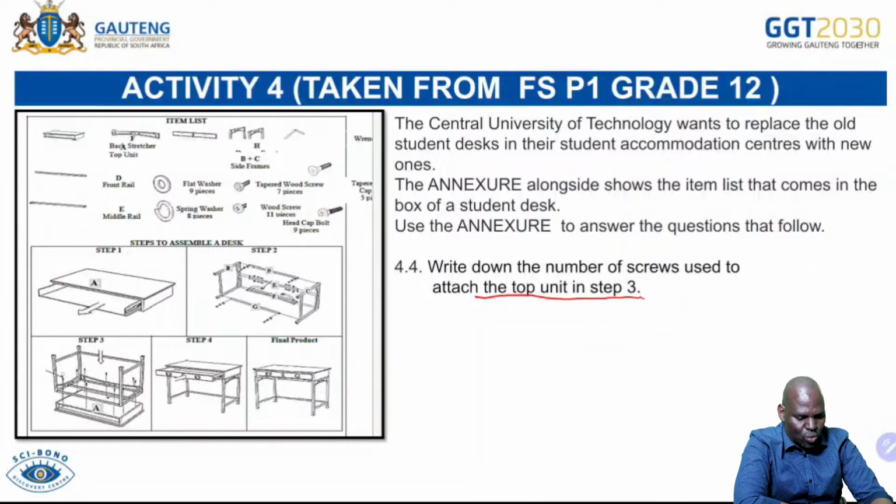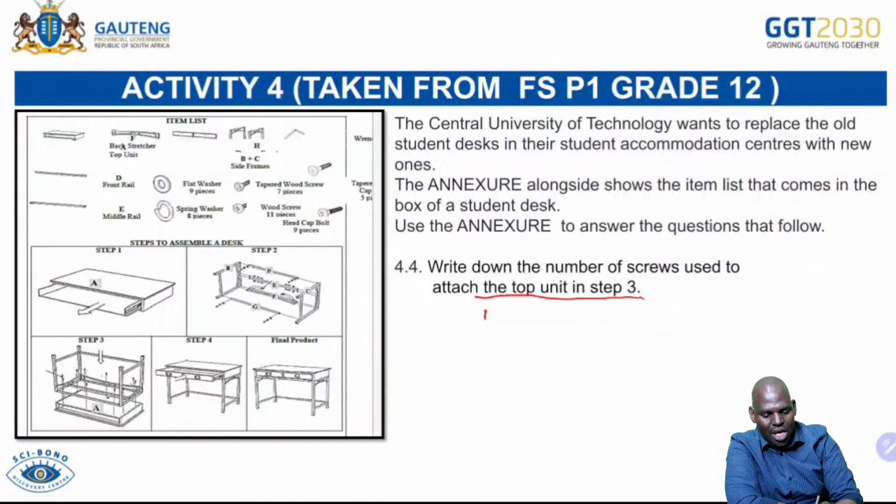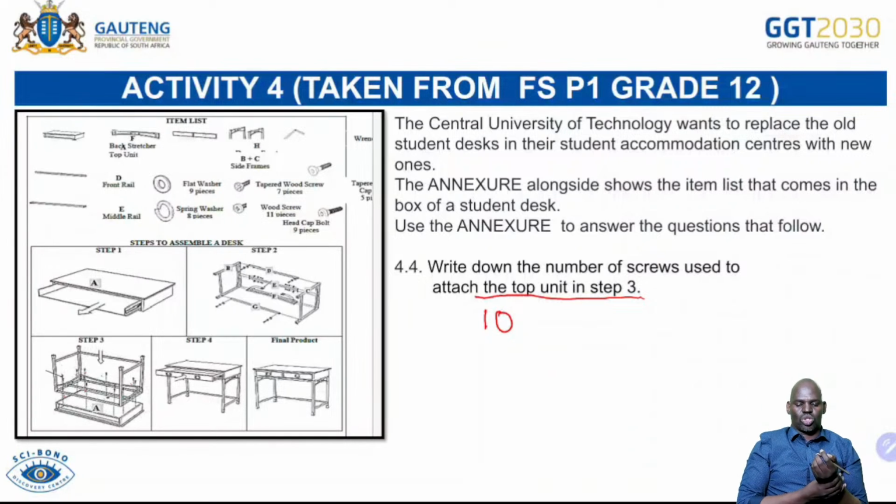In this case, I see 1, 2, 3, 4, then 5, 6, 7, 8, 9, 10. I hope the picture is very clear on your side as well, but I see 10 of them. So there are 10 screws. You can just write 10 or you write 10 screws. That is if I count. Okay, that is number 4.4.